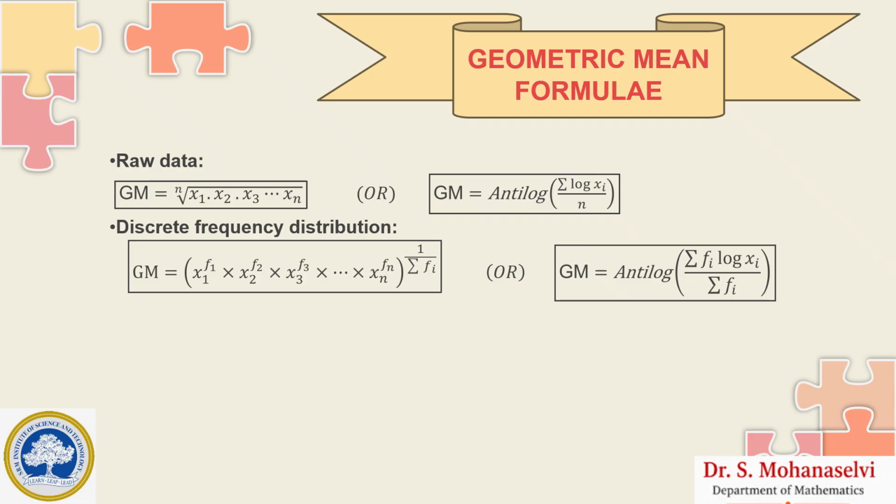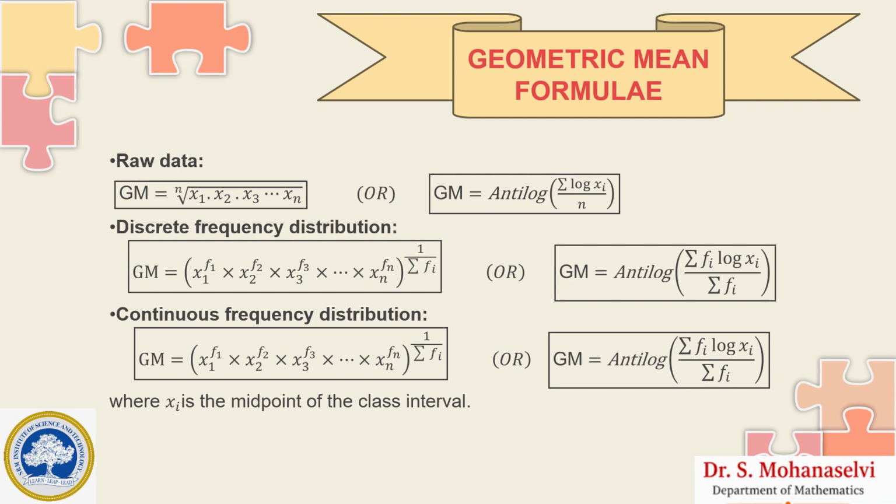For a discrete frequency distribution, we raise each observation to its corresponding frequency and then take the root based on the total frequency. Again, the logarithm method is preferred because it simplifies the calculation. That is, the geometric mean is equal to the antilog of the summation of fi times log xi, whole divided by the sum of the frequencies. For a continuous frequency distribution, we first calculate the midpoint of each class interval, then apply the same logarithm formula using the midpoints.